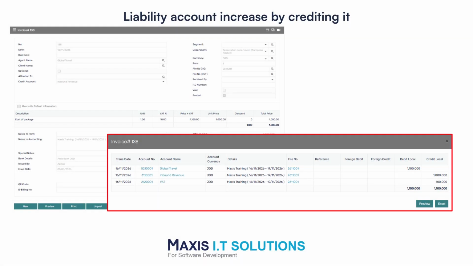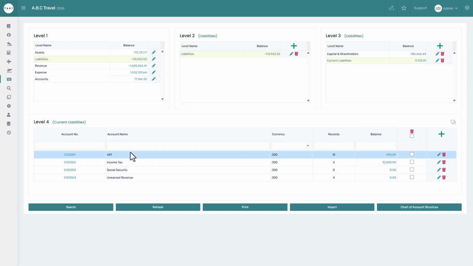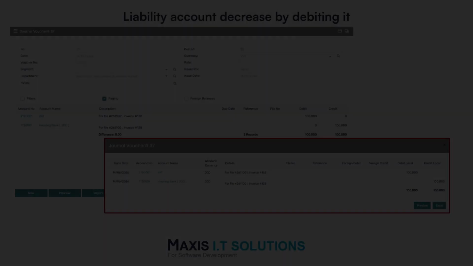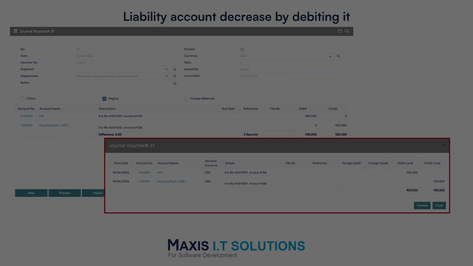For example, if we issue an invoice with $1,000 revenue and $100 VAT, the VAT account is credited because it represents an amount the company must pay later to the tax authority. When the liability is paid, the liability account is debited, and the bank is credited. This reduces the liability because the amount has been paid.